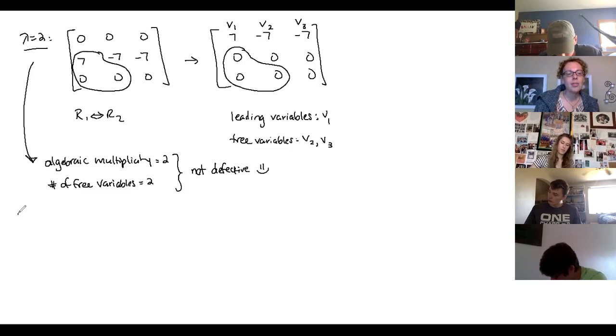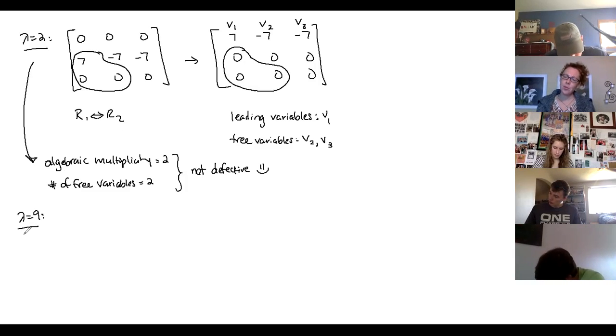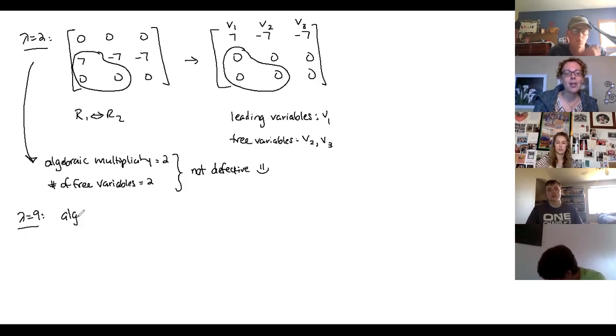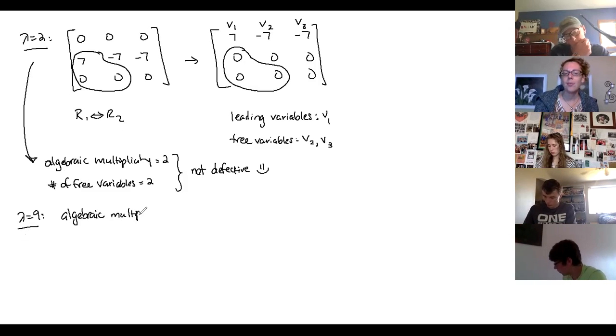For lambda equals 9, I could totally repeat the process, and I'm going to have to when I'm trying to find my eigenvector, but here's the nice part. For lambda equals 9, I know that my algebraic multiplicity is 1, right? That was on the previous slide. I can go back to it if I have to, but my algebraic multiplicity is equal to 1.